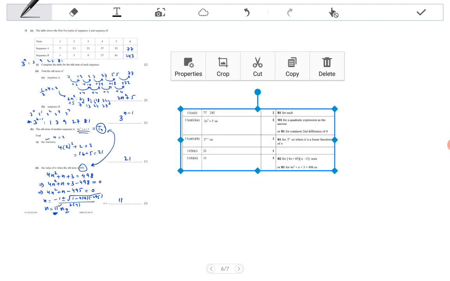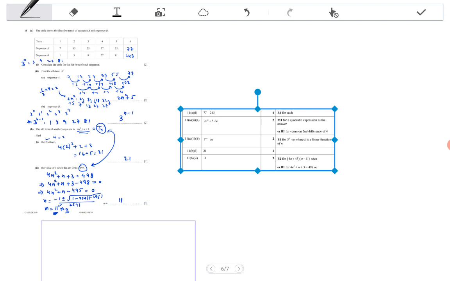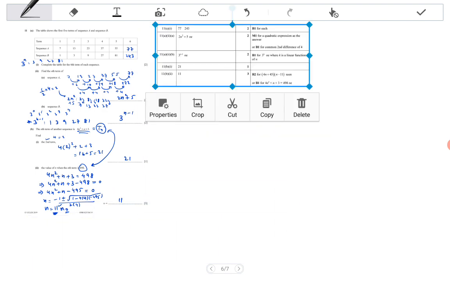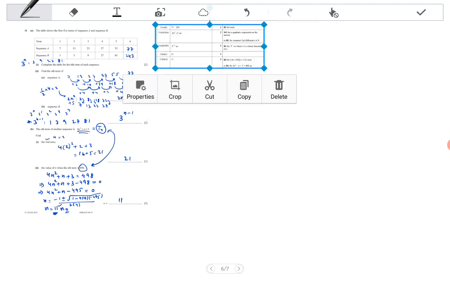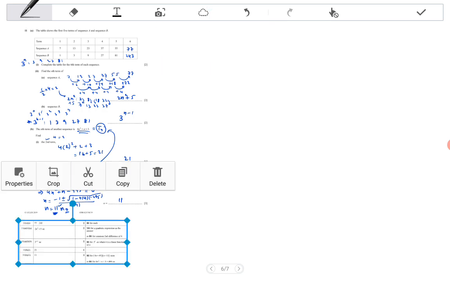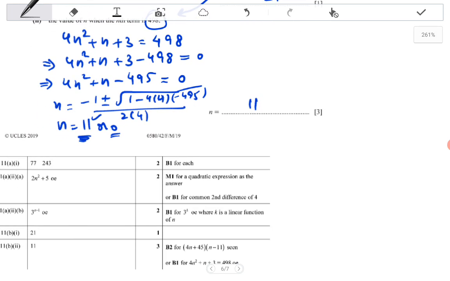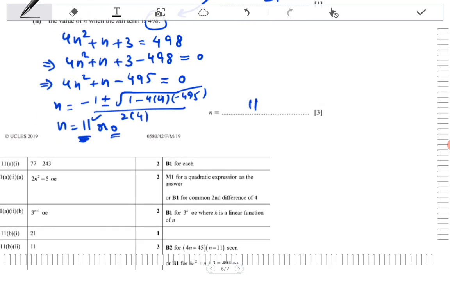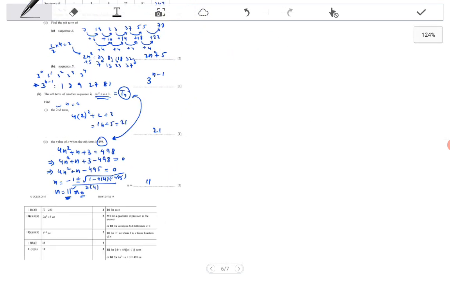See, my answers are exactly matching with the answers given here: 243, 2n square plus 5, 3 to the power n minus 1, 21 and 11. So my answers are exactly matching with it.